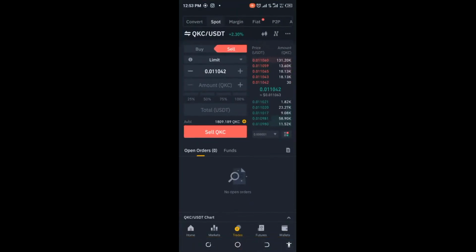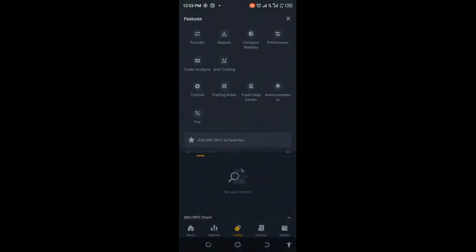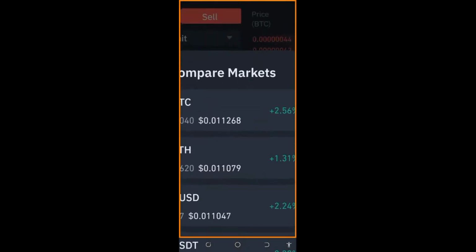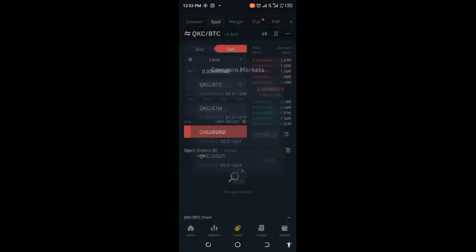Okay, so fine, let's go straight to sell this to BTC. We're still good. It's 0.0112. So we're still good. Let's go ahead and check that.